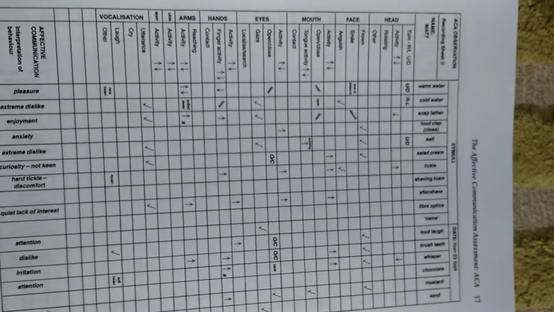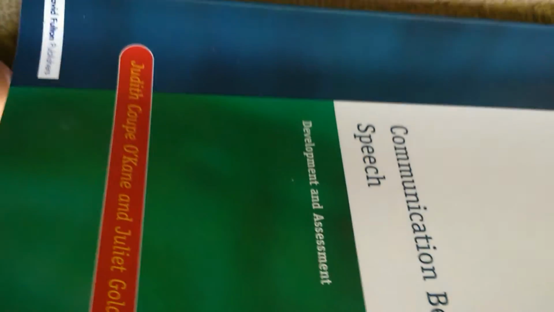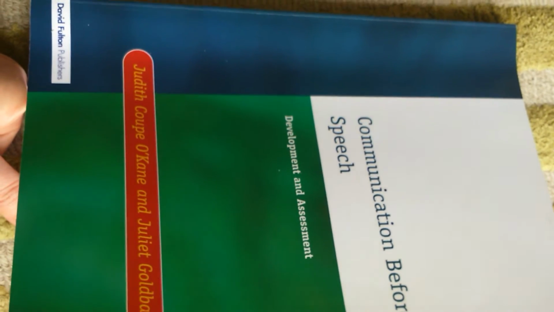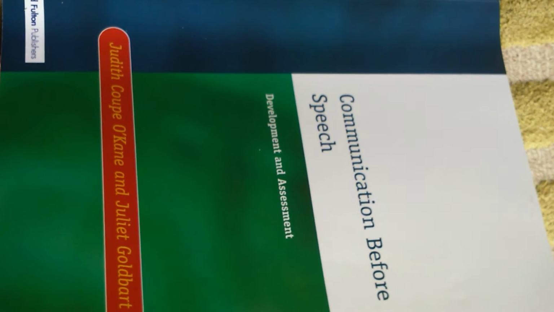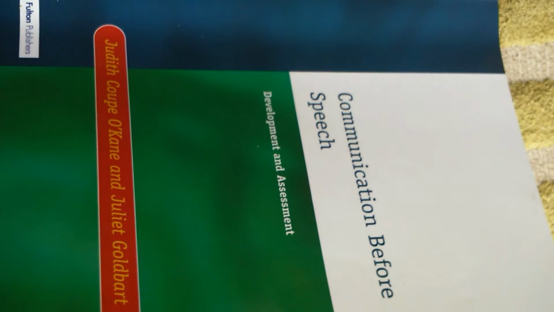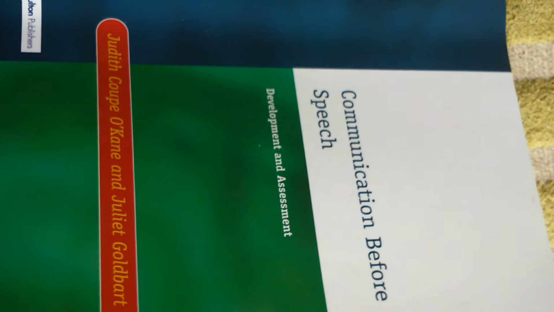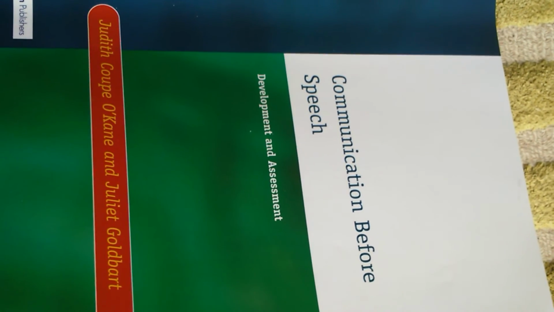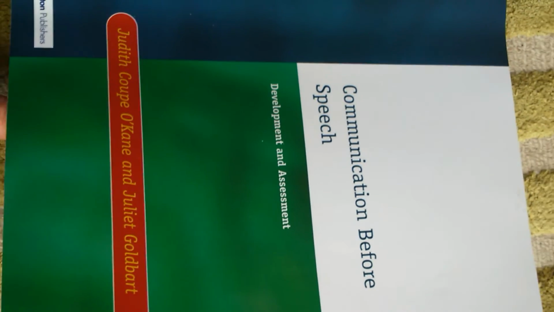So as I say, that's the Affective Communication Assessment, and you can find it in this book, Communication Before Speech, or you can also find it online in various places. The Quest for Learning curriculum from Northern Ireland also has it as an appendix with some explanations on how to use it. So you can find it for free online as well. You don't need to get the book.